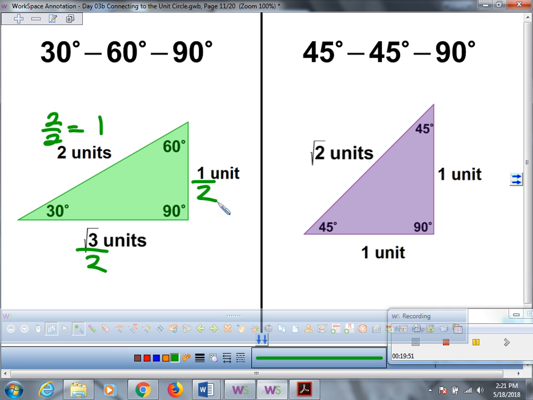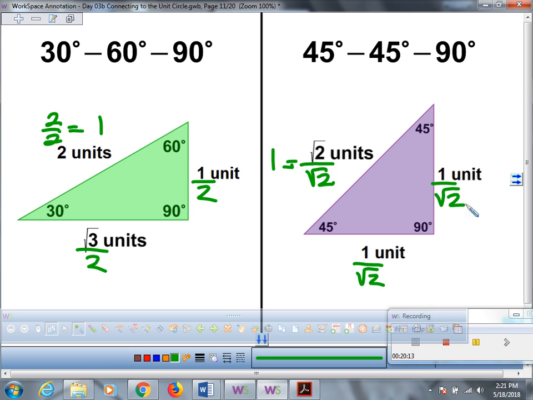Similarly, I'm not going to divide by 2. I want to turn this into 1. What could I divide it by? Itself. Nice job, Sebastian. I'd have to divide by root 2. So if I divide that by root 2, this has to be divided by root 2, and this has to be divided by root 2.